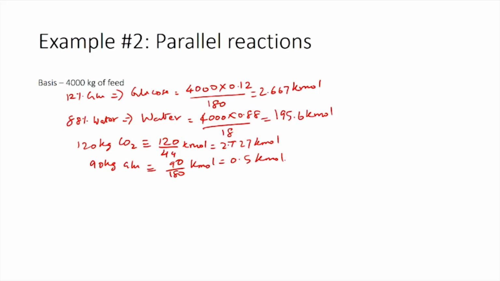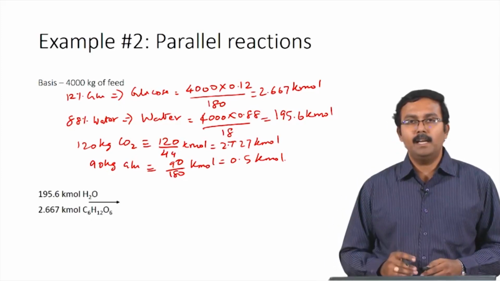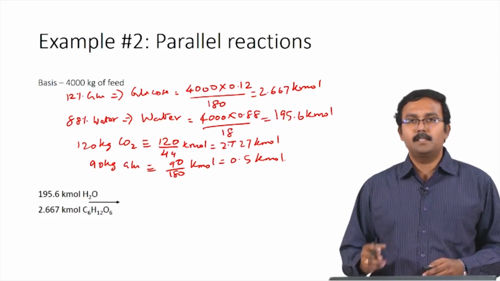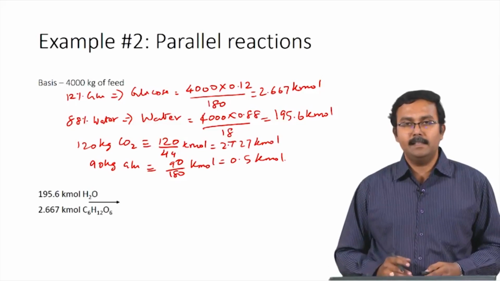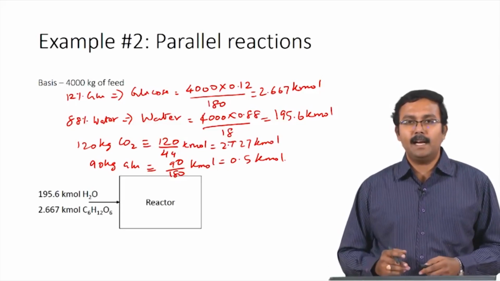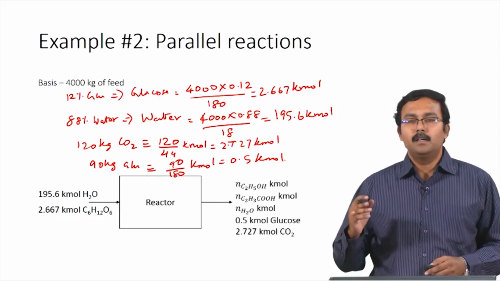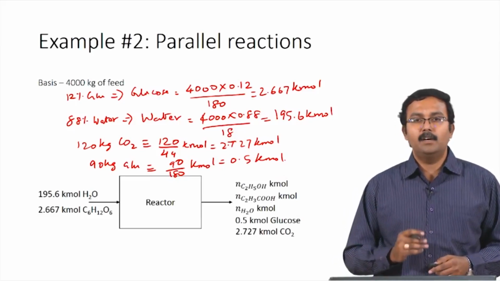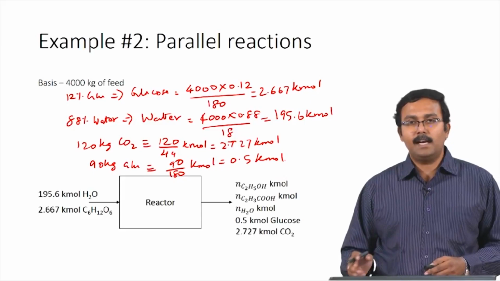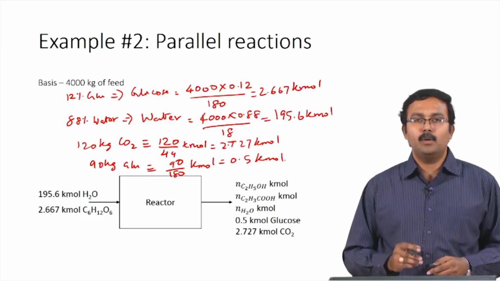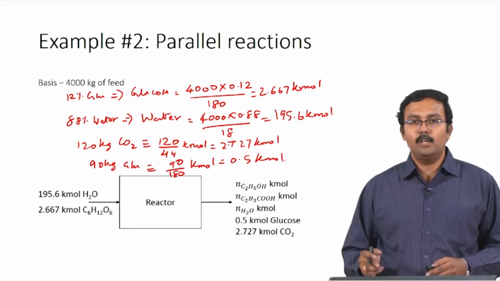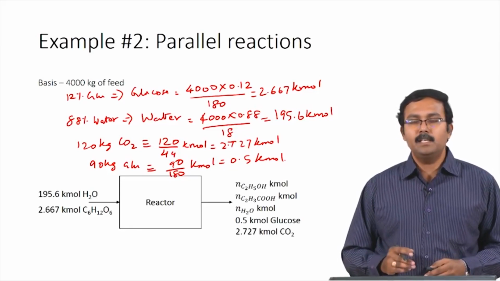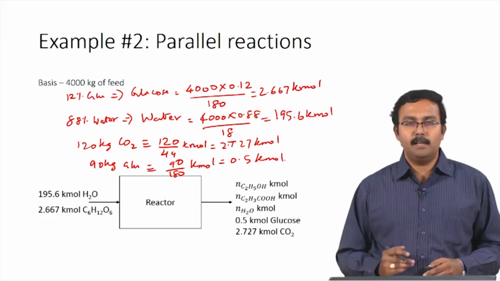The process would look like this. We have 195.6 kilomoles of water and 2.667 kilomoles of glucose entering the system, where it gets reacted to form ethanol, propanoic acid, water, and you have 0.5 kilomoles of unreacted glucose remaining, and you also have 2.727 kilomoles of carbon dioxide which is produced. With this information, let us start solving the material balance problem.